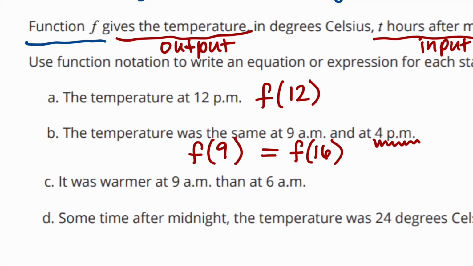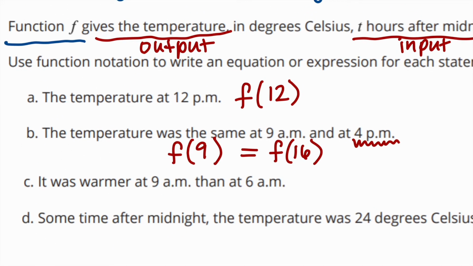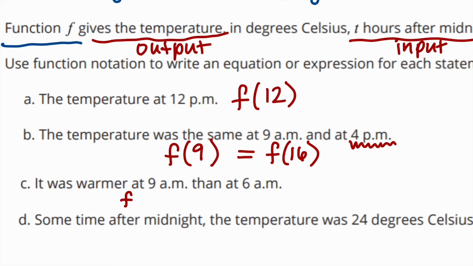So here we get a little bit more complicated if we're doing the warmer at 9 a.m. than 6 a.m. We have to interpret what warmer means. And we know that that is temperature, so temperature is greater. So we're going to say the function value, or the temperature at 9 a.m., so 9 hours after midnight. If it's warmer, that means it's going to be greater than, which means I'm going to use this symbol opening in this direction. And function, and 6 a.m. is still just 6 hours as well, so we get to put F of 6.